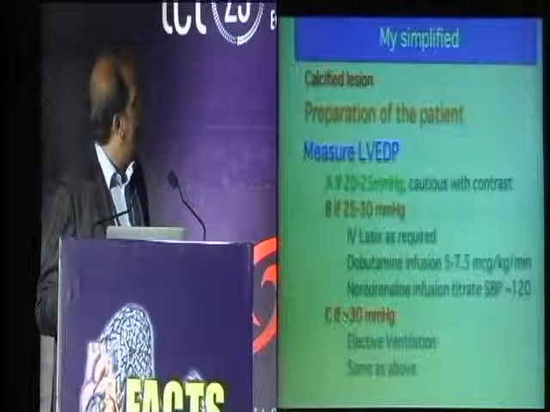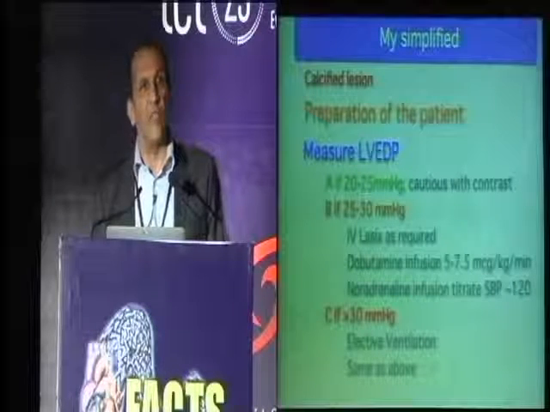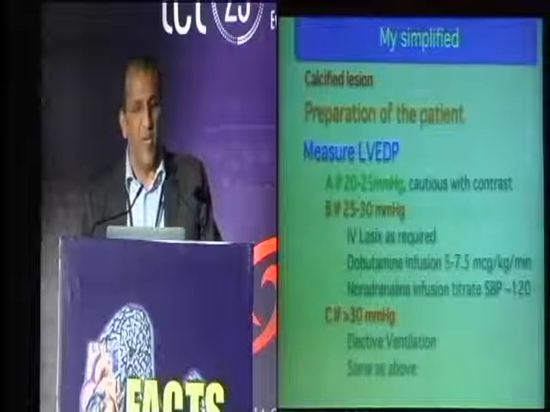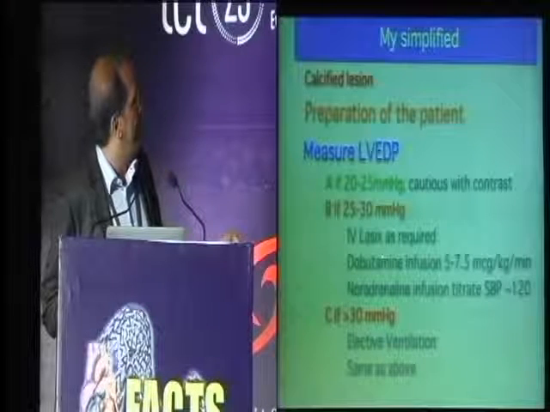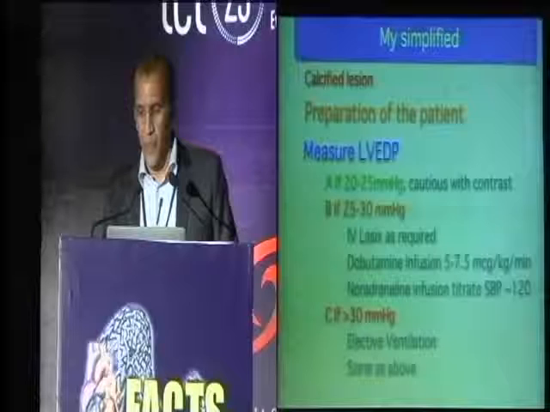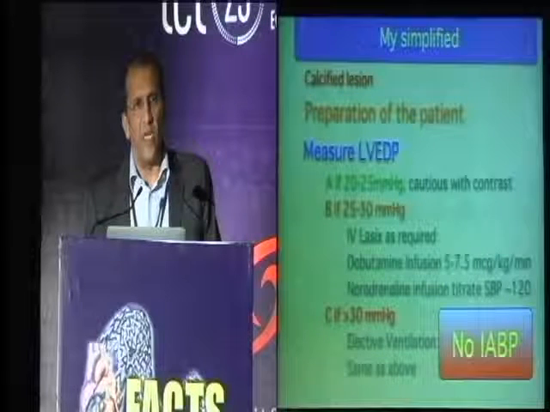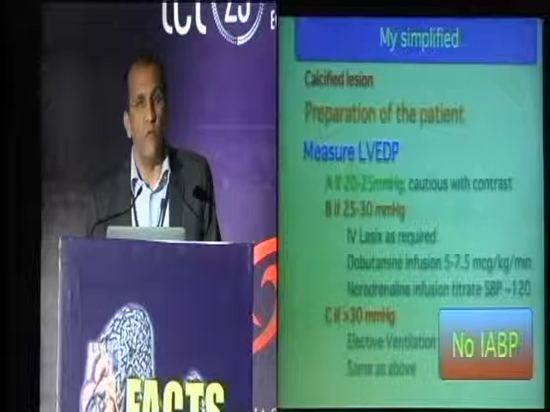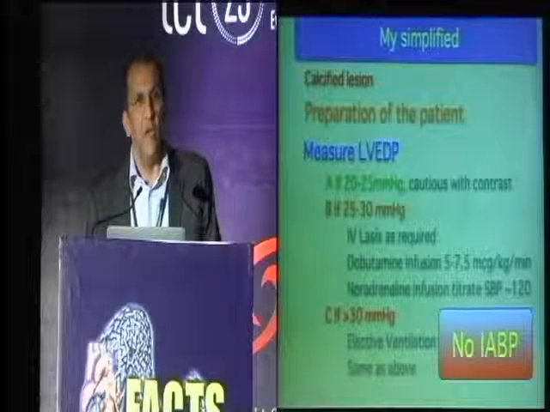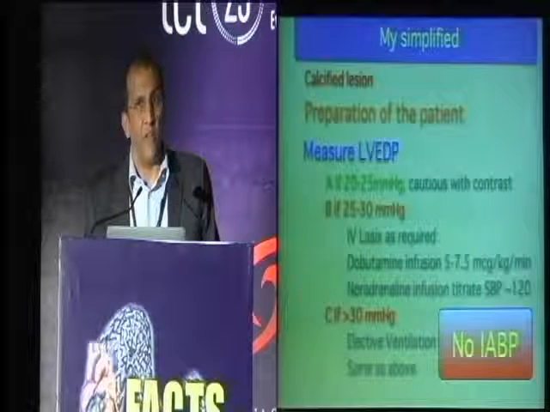If the end-diastolic pressure is more than 30, we have a very low threshold to intubate and ventilate these patients. And of course, you have to do everything, like give diuretics and dobutamine and noradrenaline. We do not use intra-aortic balloon pumps in our patients, and in our high-risk PCIs, which are non-ST elevation myocardial infarction, we've done more than 40 of these on a ventilator, and we've not used intra-aortic balloon pumps on any of them.